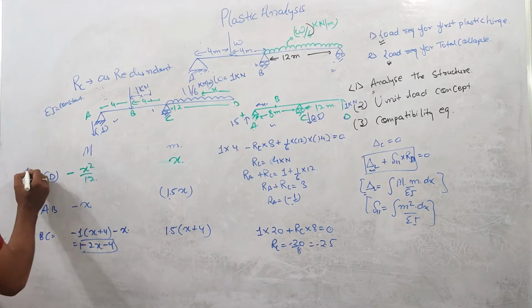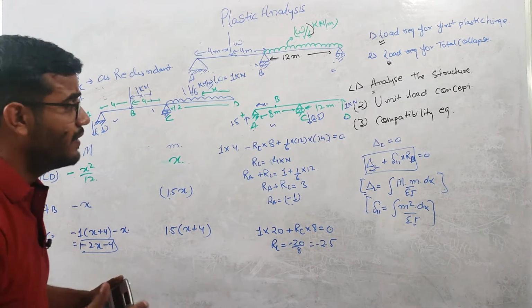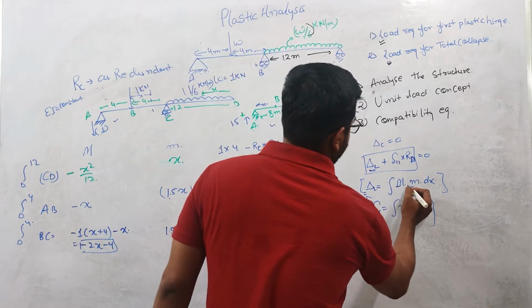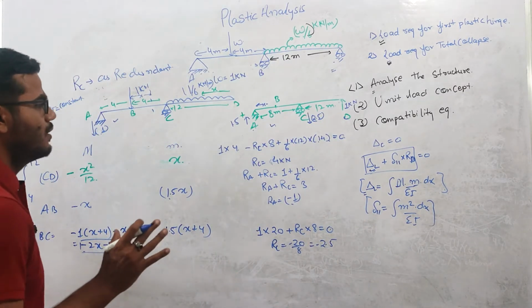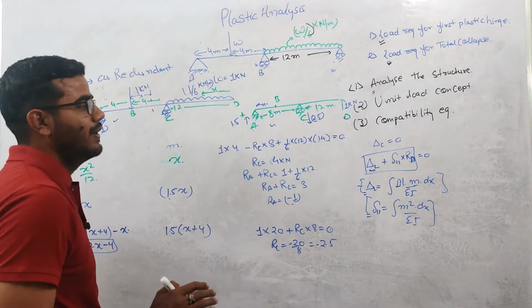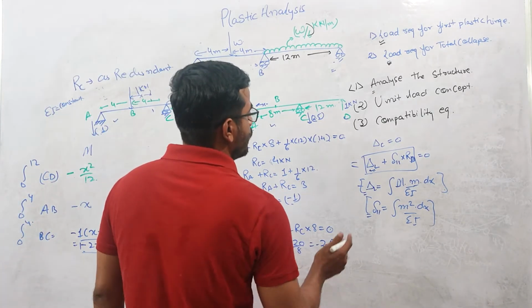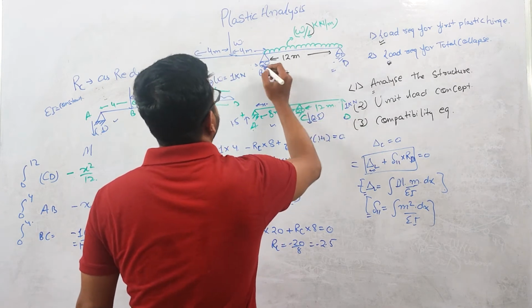And the integration will be, here the integration will be 0 to 12. Here it will be 0 to 4. Again, here it will be 0 to 4. Okay. So what we did over here, we found these values, small m. Okay. Now we will be calculating this delta L and this del 11, and we'll put those values in the compatibility equation to find the redundant reaction at this point D. Okay.